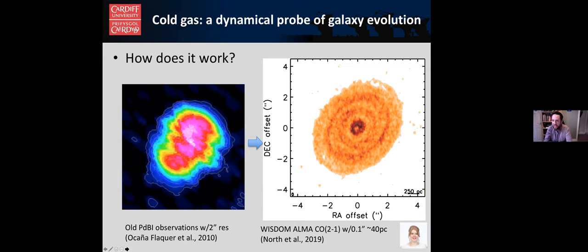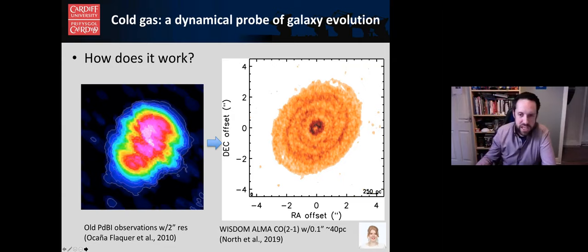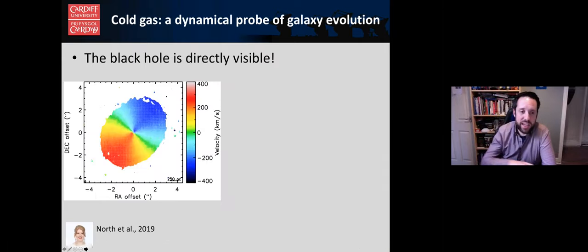And you can see, I mean, when we got this image, we were looking at going, are we sure this isn't a protoplanetary disk that we've just happened to observe wrongly? But no, no, this is a beautifully regular disk here with some overlaid spiral structure. It's beautifully smooth. And if you look at the kinematics, so now I'm showing a velocity field.